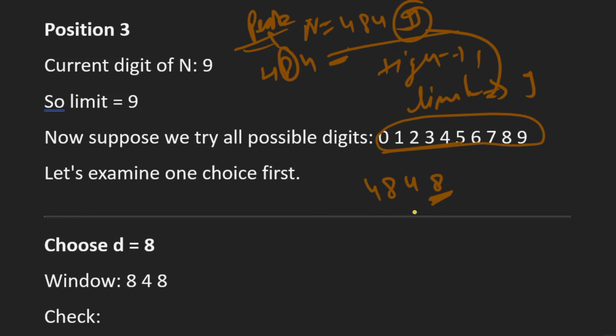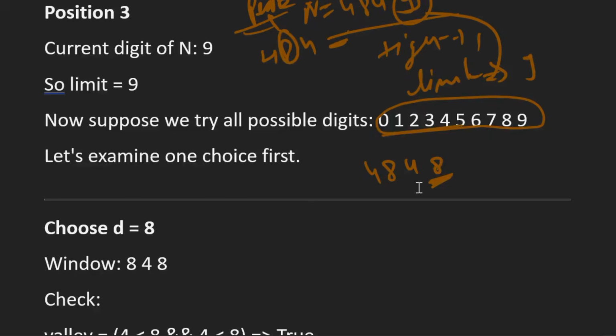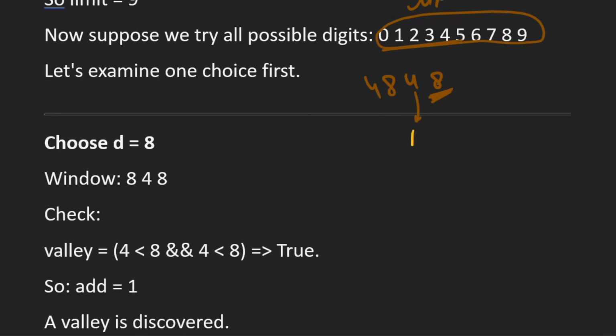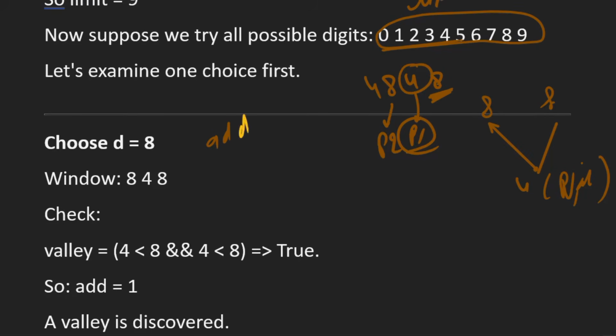So now we check whether at previous one, so this is our previous one, this is our previous two, we check whether we have a peak or valley at previous one. So previous two is 8, then previous one is 4, and then again 8, 8 4 8. So we have a valley at p1, and as we know, add is equal to 1 in 484. When we have discovered 484, we have made add is equal to 1.